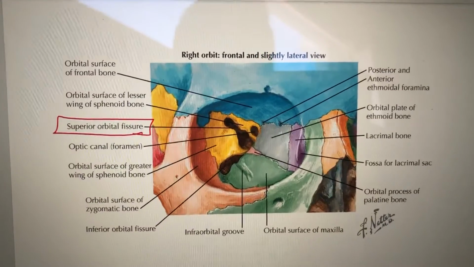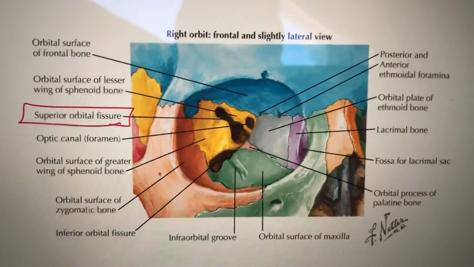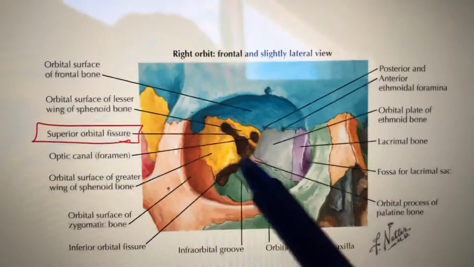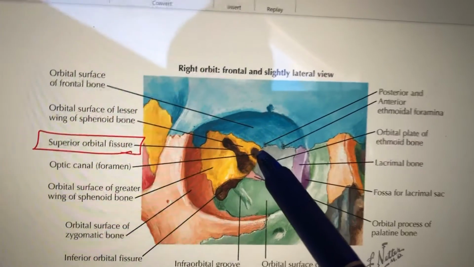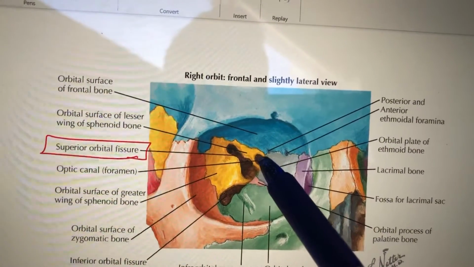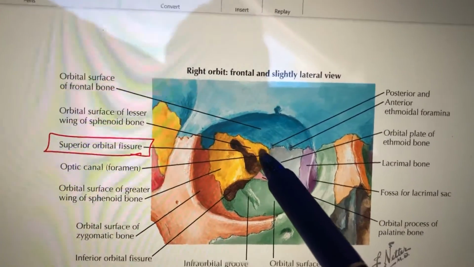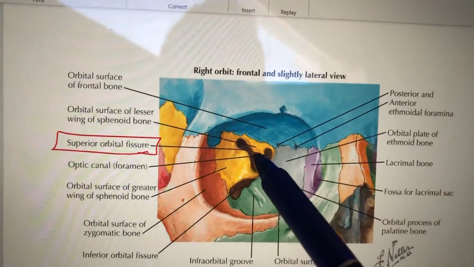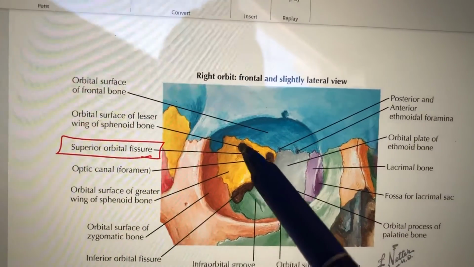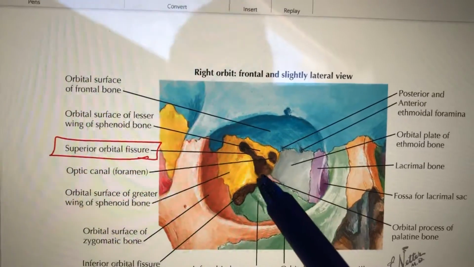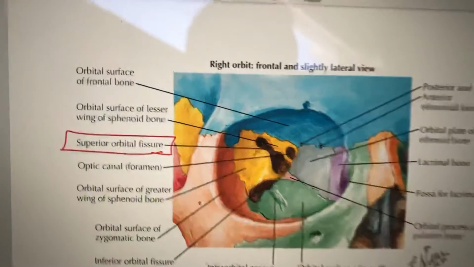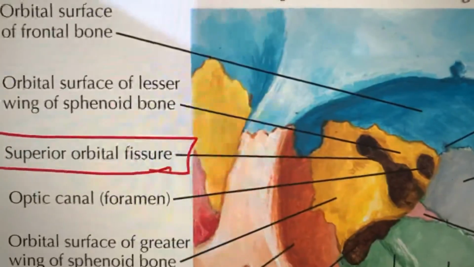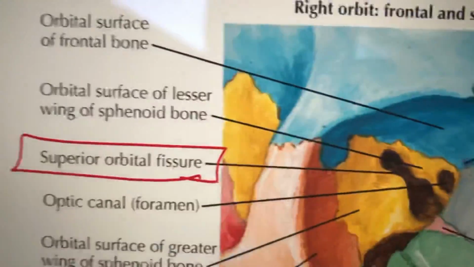So this is just showing the superior orbital fissure. So the optic canal, which I talked about earlier, is this little dot. It's very circular, right at the back of the eye socket. And then just lateral to that, there's this oddly shaped foramen, which is the superior orbital fissure. So let me show a little bit more detail on that. Here you can see it.